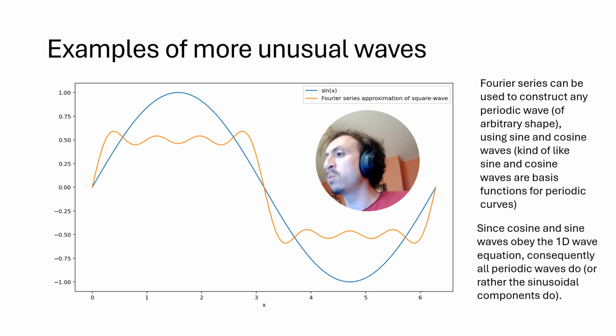So anything that is periodic is essentially a bunch of sine and cosine functions, but a bunch of sine and cosine functions with each one having a different amplitude.